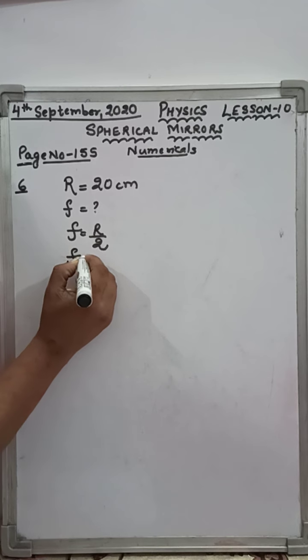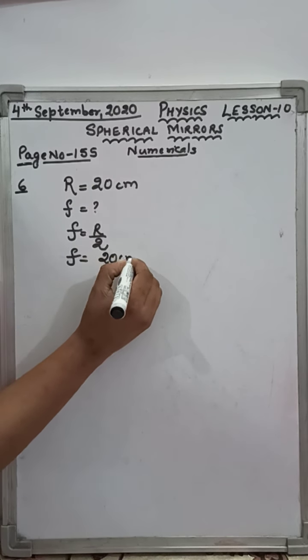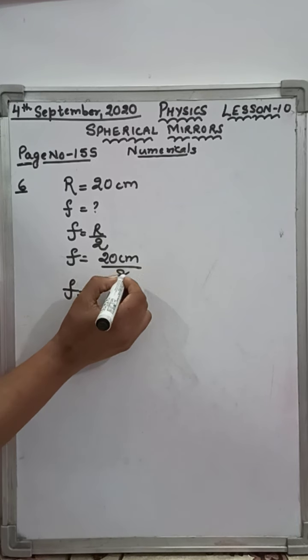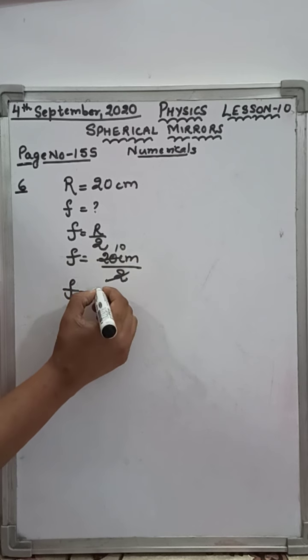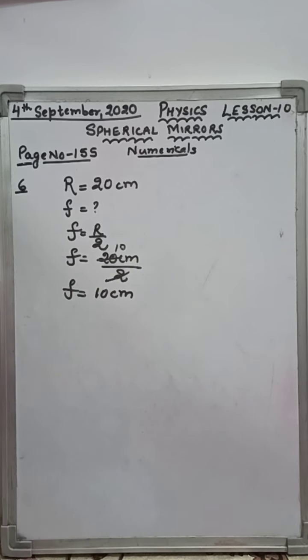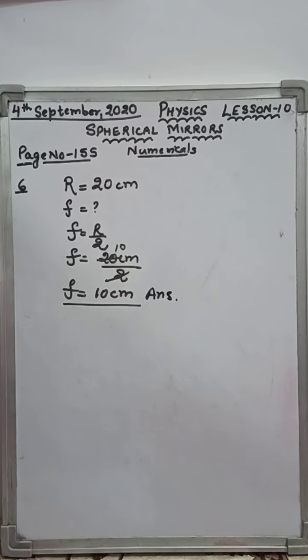Now we will substitute the value of radius of curvature, that is 20 centimeter, in this expression. Now we will simplify. So focal length of convex mirror is coming out 10 centimeter. So this is the answer of question number 6.